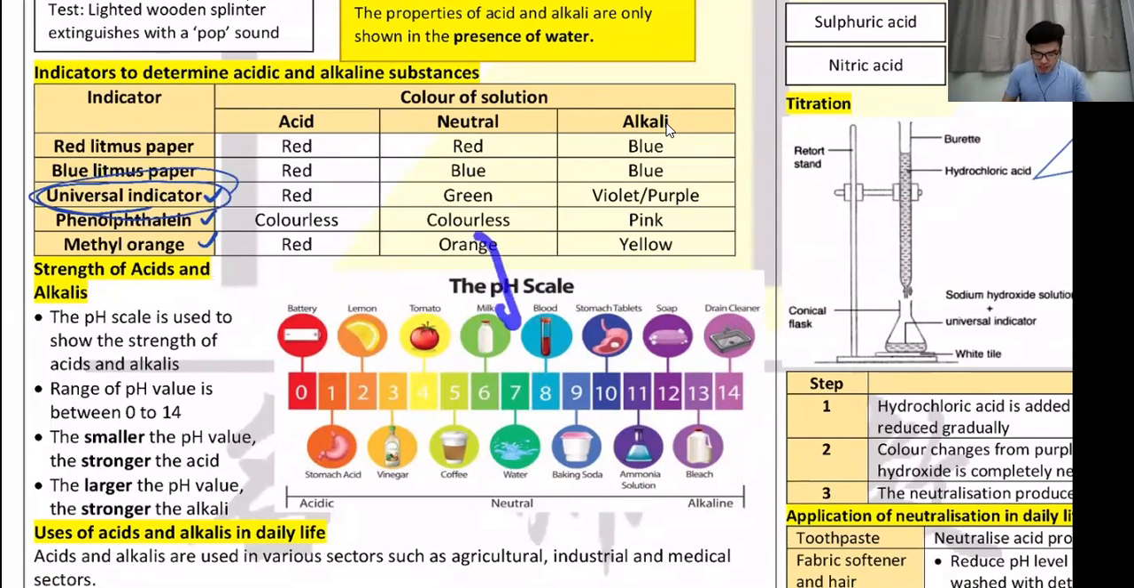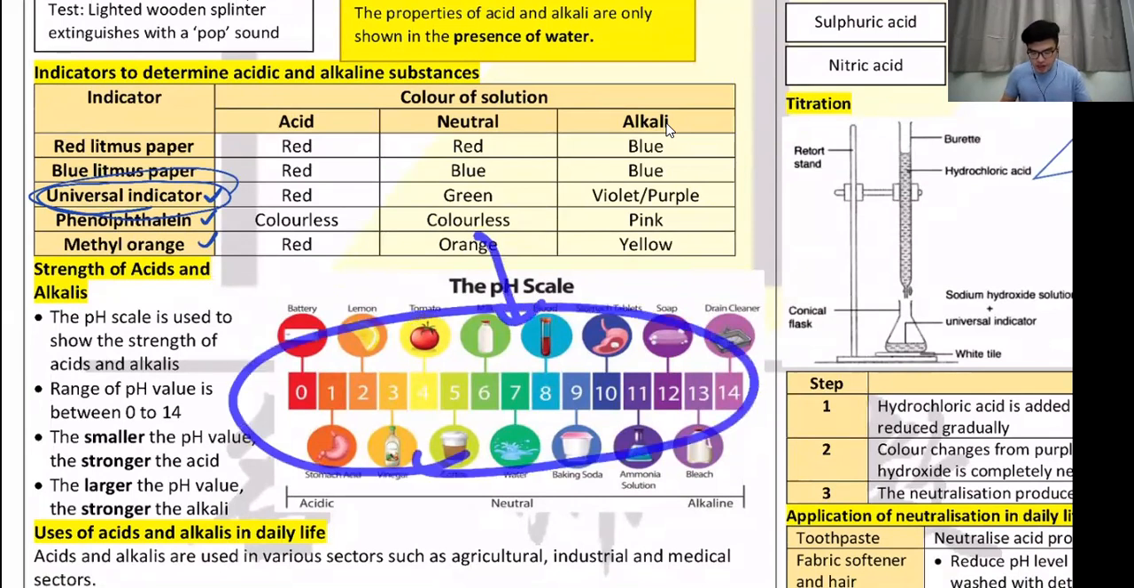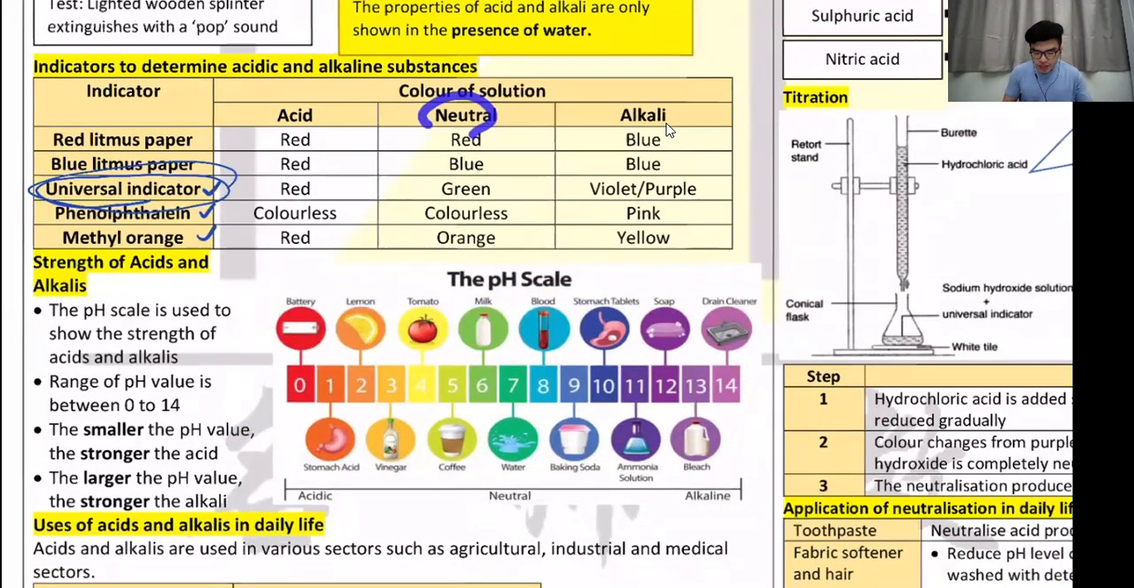As you know, according to universal indicator, when it is neutral, it is green. When it is acidic, it is red. When it is alkaline, it is purple. Acid will always be red, as you can see.